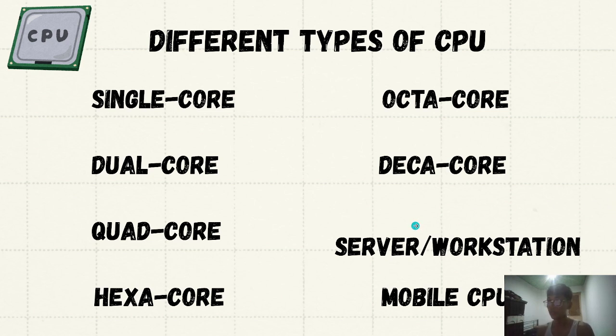As you can see here, the different types of the CPU are single, dual, quad, hexa, octa, deca, and server, and the most common CPU is the mobile. So, proceed.